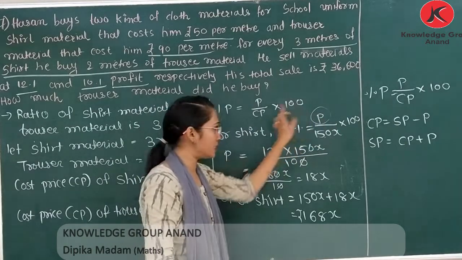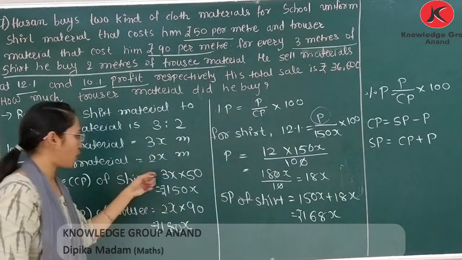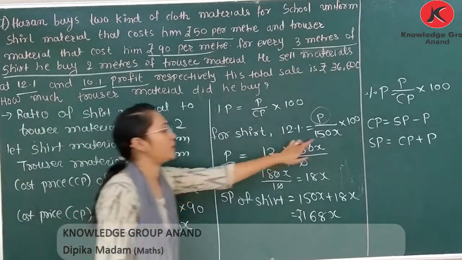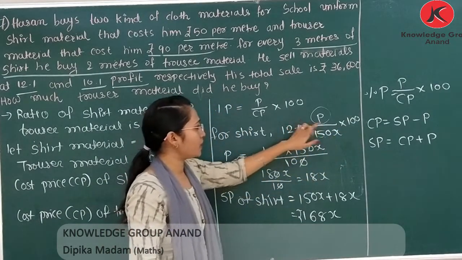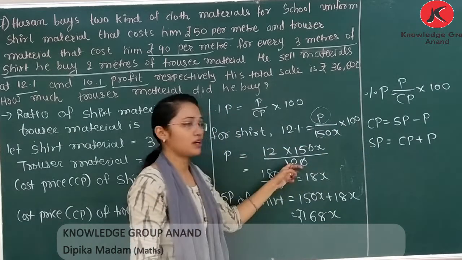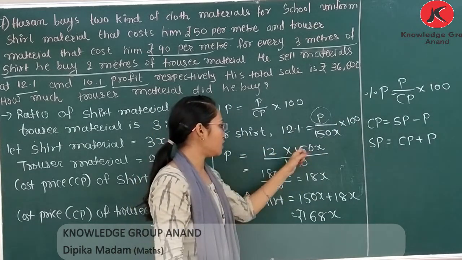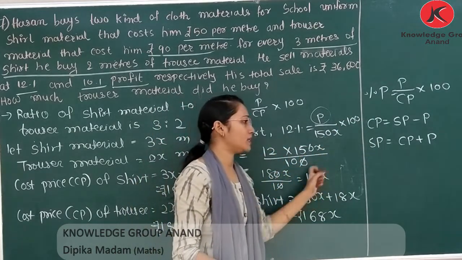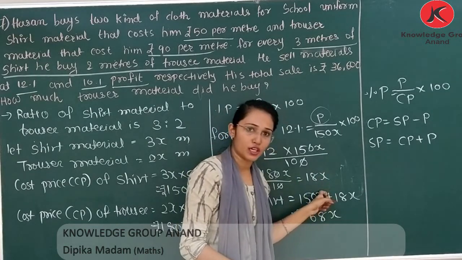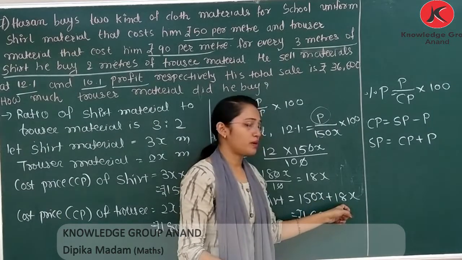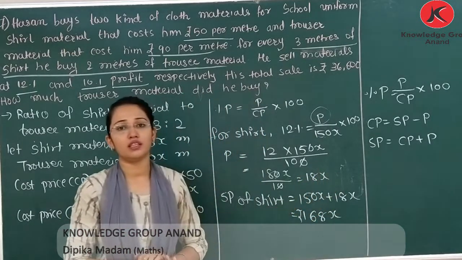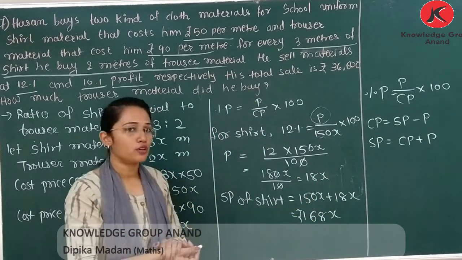So profit as it is. CP we get from here, that is 150x. So we write 150x multiply 100. 150 in a divide becomes multiplication and 100 in a multiplication becomes division. So 12 into 150x divide 100, we will get 18x. This is the profit in rupees. So selling price is CP plus profit, 150x plus 18x. In the same way we can find the selling price of trouser.